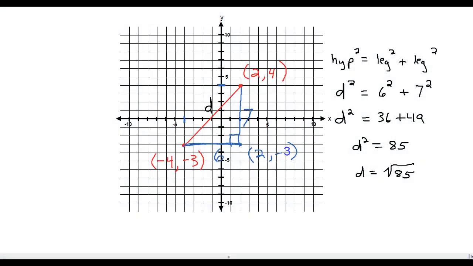Okay, remember that the Pythagorean theorem is hypotenuse squared equals leg squared plus leg squared. So in our case, D squared would equal 6 squared plus 7 squared. That's 36 plus 49. That's 85. Now if D squared equals 85, and 85 is not a perfect square, the best that I can do is to say D equals the square root of 85.